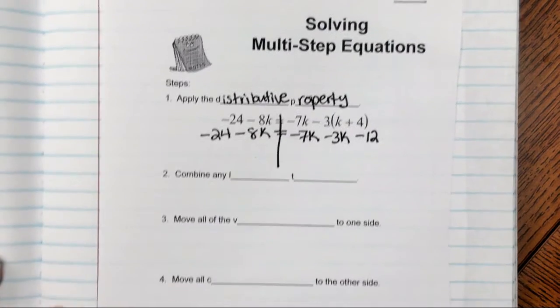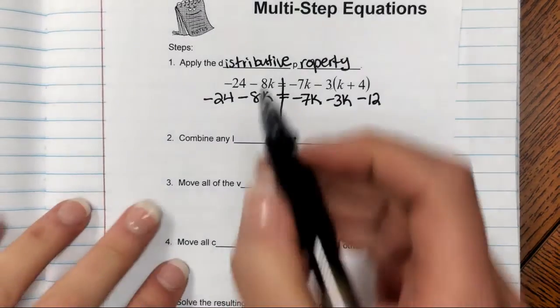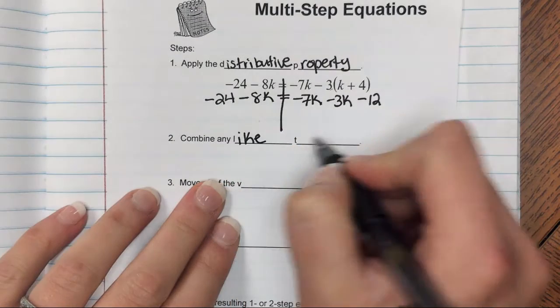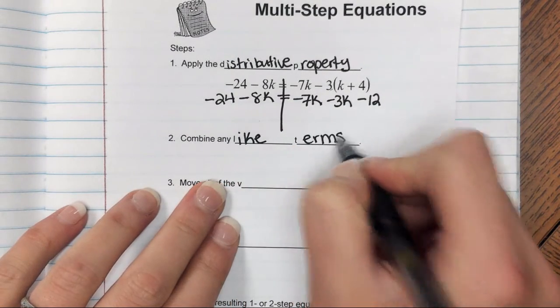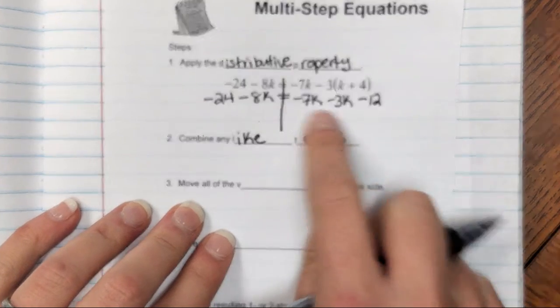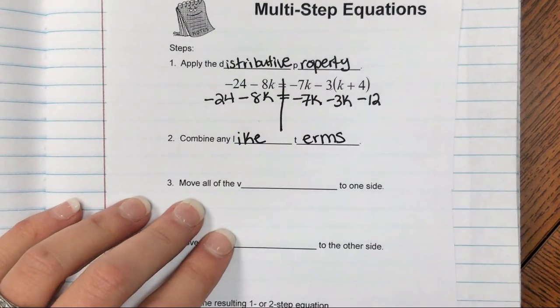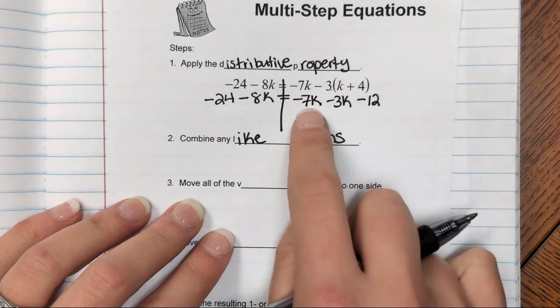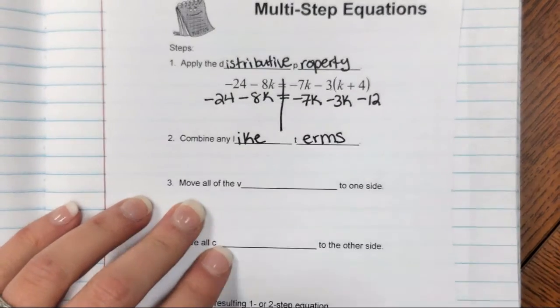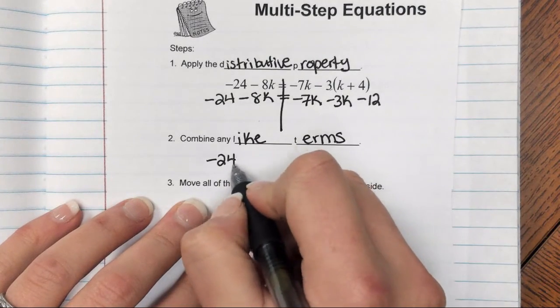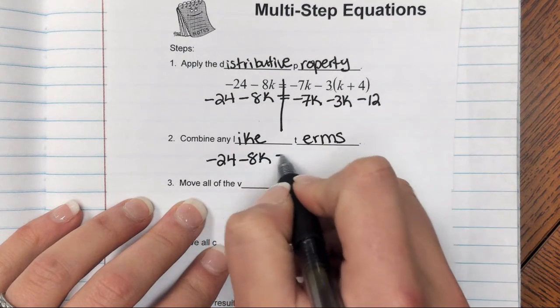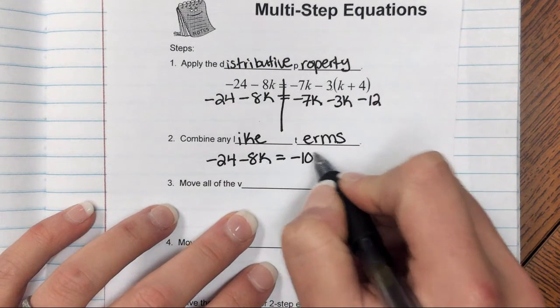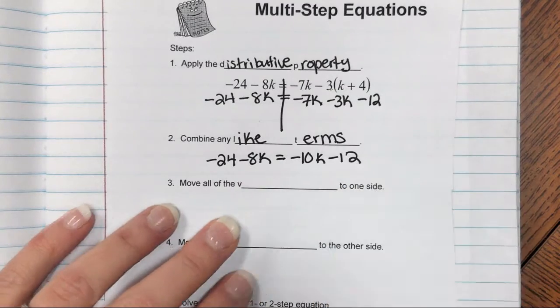Step 2 is to combine any like terms. So on the right side of the equation here, I do have some like terms. -3k and -7k together make -10k. So I have -24 minus 8k is equal to -10k minus 12.